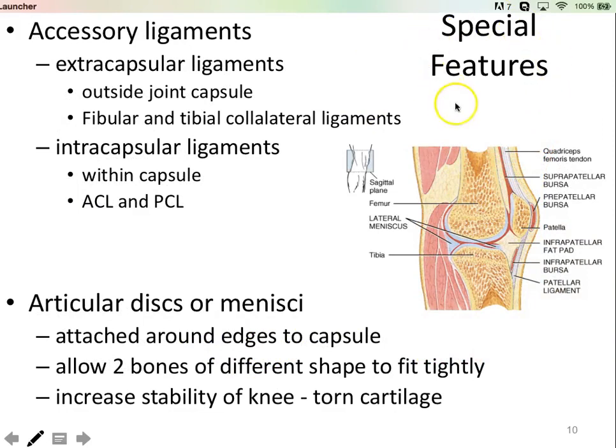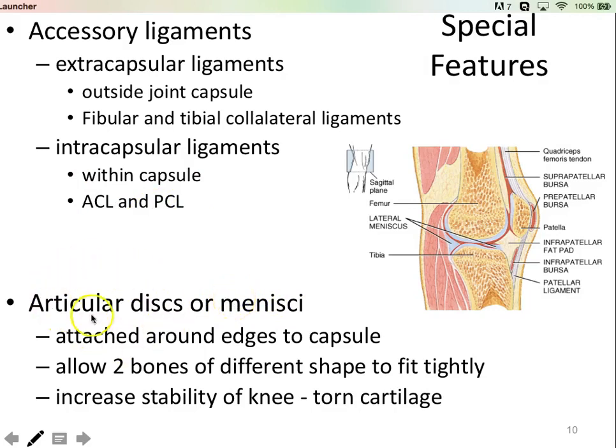Some of the other special features of a synovial joint: you'll see there's lots of extracapsular ligaments, so ligaments outside of the actual capsule. A couple of examples are the fibular and tibial collateral ligaments. I don't know if we've gone over this yet in lab or not, but these would be your lateral collateral and your medial collateral ligaments. That's the other term for them. You also have ligaments actually inside the capsule. So this would be your anterior cruciate ligament, the ACL, and your posterior cruciate ligament, PCL. I'm sure you've at least heard of those through watching sports, classic sports injuries for lots of players.